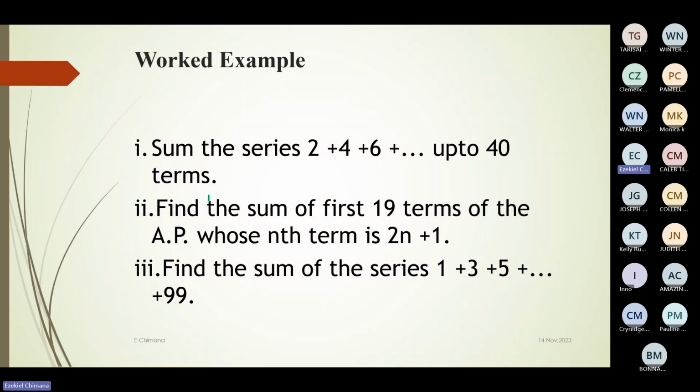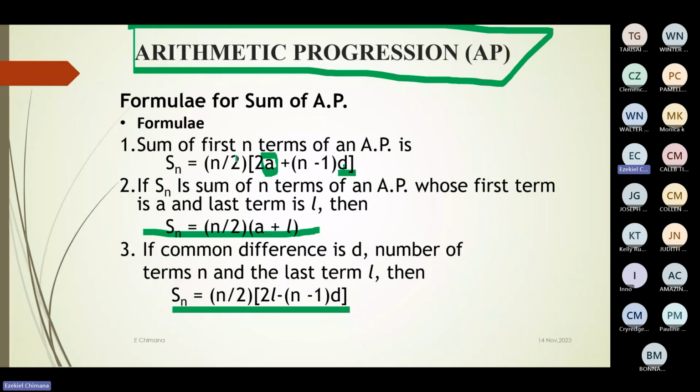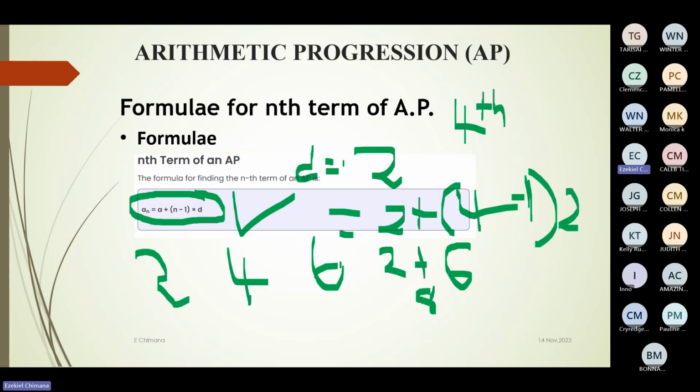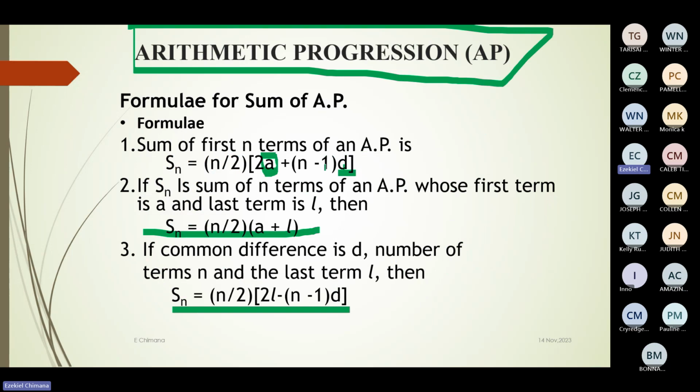Sum the series 2 plus 4 plus 6 up to 40 terms. You can use this formula to find the summation up to 40 of such elements. So in other words, if you look at this one, it's just 2, 4, 6. The common difference is 2, your a is 2, and you are asked to find the summation up to 40. So you can use this formula where you have your a, you have your d, and you have your n. Then you can just substitute.